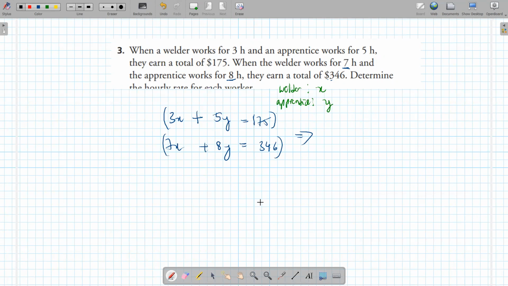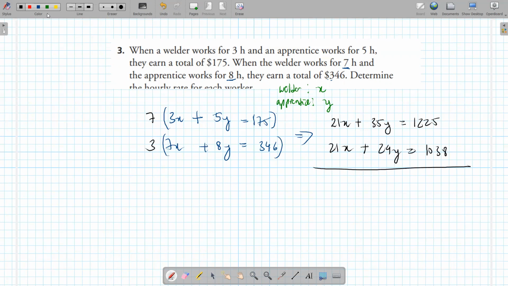It's 21. So you need to multiply the top equation by 7, and you need to multiply the bottom equation by 3. So it's going to become 21x plus 35y equals 175 times 7, which is 1225. That's your first equation. The second equation, multiply everything by 3. 346 times 3 comes to 1038.